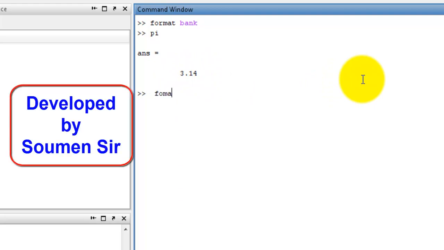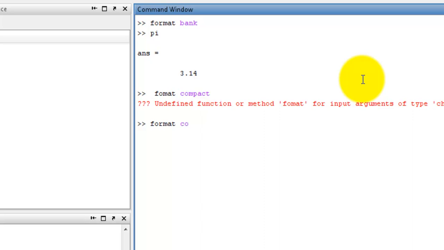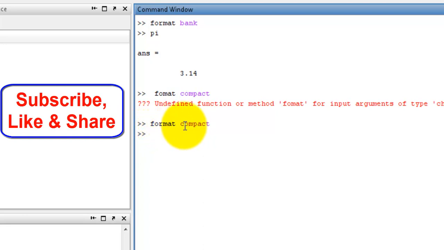again format compact, COMPACT, enter. There is some mistake. FORMAT, format space compact. Here format compact, in the previous format the spelling FORMAT had a mistake. Now the correct one is FORMAT, format compact.